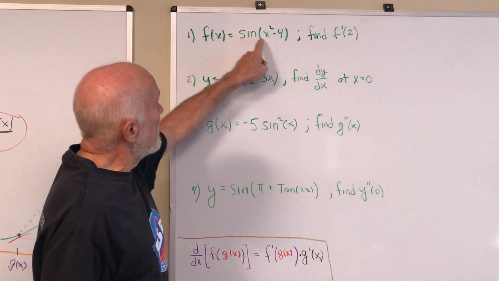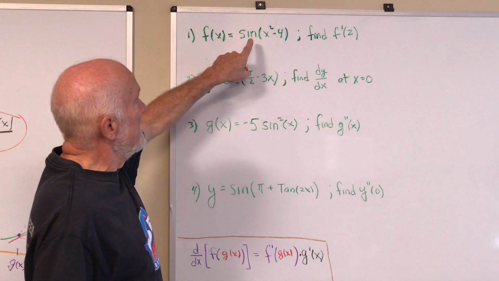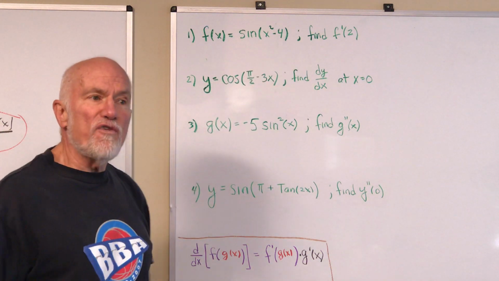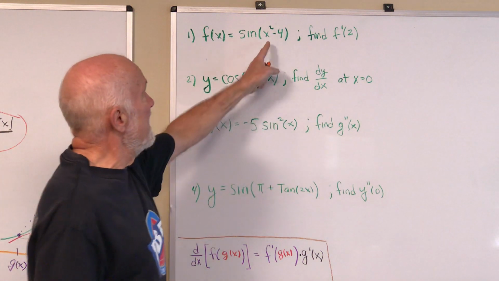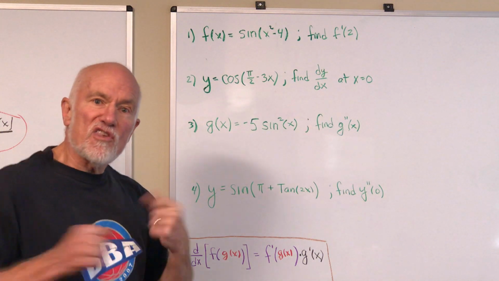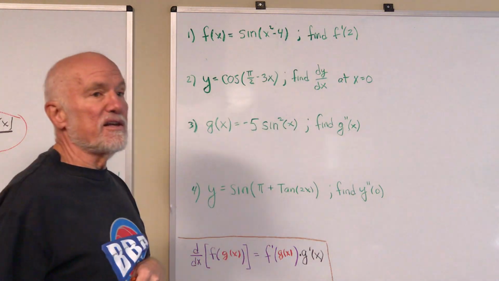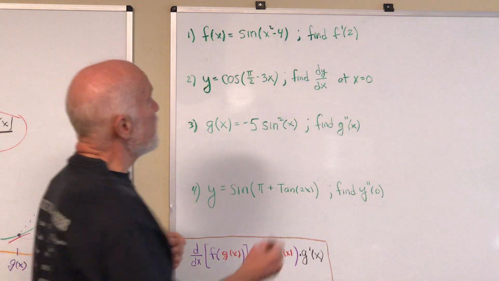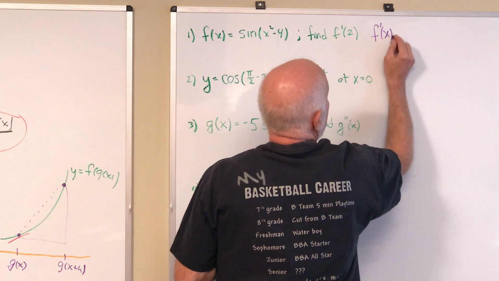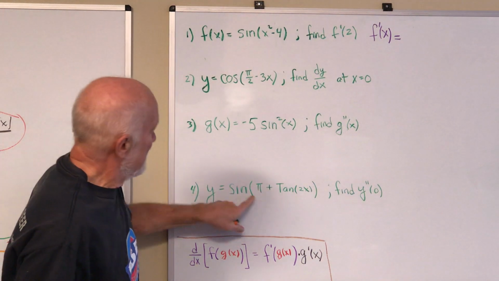Well, if you look up here, this is not a multiplication, it's the sine of this other function. So we have 2 functions, the sine of x and x squared minus 4. And the main function, I hope you see, is the sine of x. You're taking the sine of this other function. So if we use the formula for the chain rule, what is f prime of x going to be?